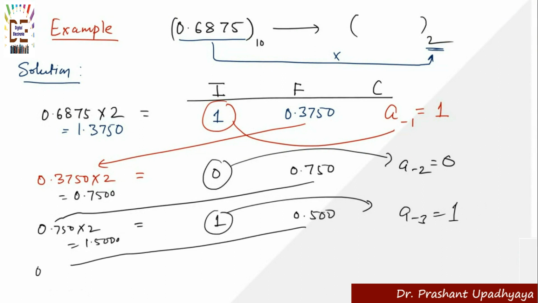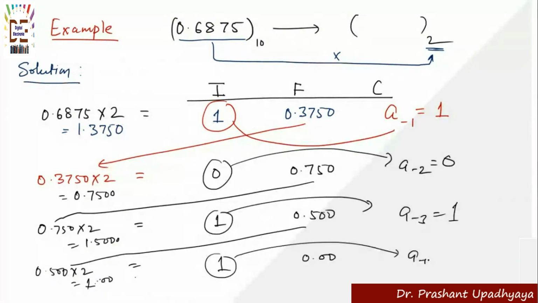Then what will I do? I will take this 0.500 and multiply by 2. What will I be getting? I will be getting 1.00. So I will be writing here 1 and 0.00. My a minus 4 will be equal to 1.